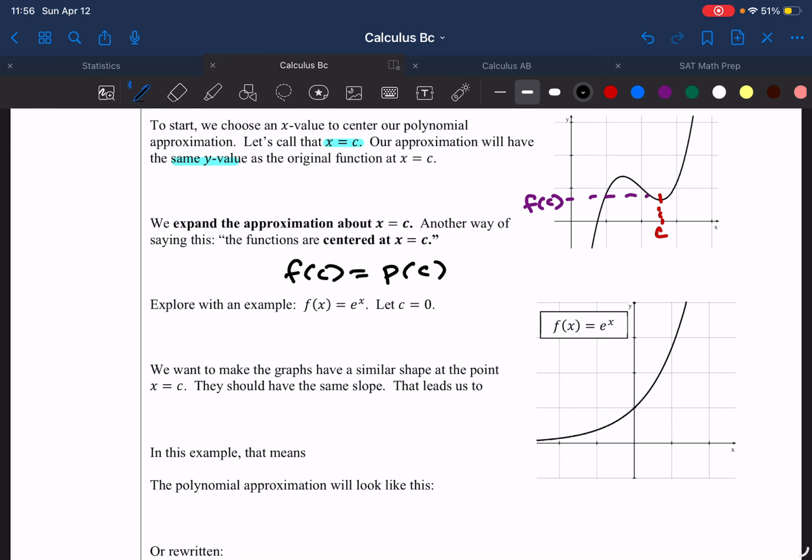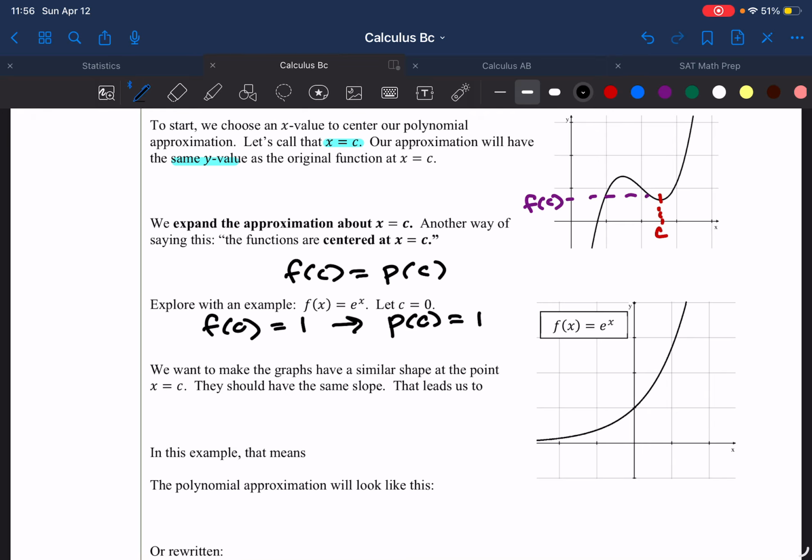It says explore with an example. So we have f of x is equal to e to the x power, let c equal 0. Okay, so that means we have f of 0 is equal to, well, e to the 0 is 1. So we have f of 0 is equal to 1, which implies that p of 0 is also equal to 1, since f of c is equal to p of c.